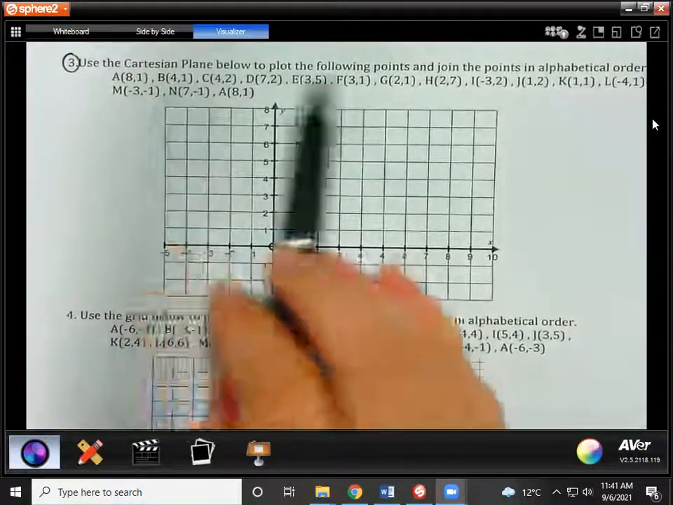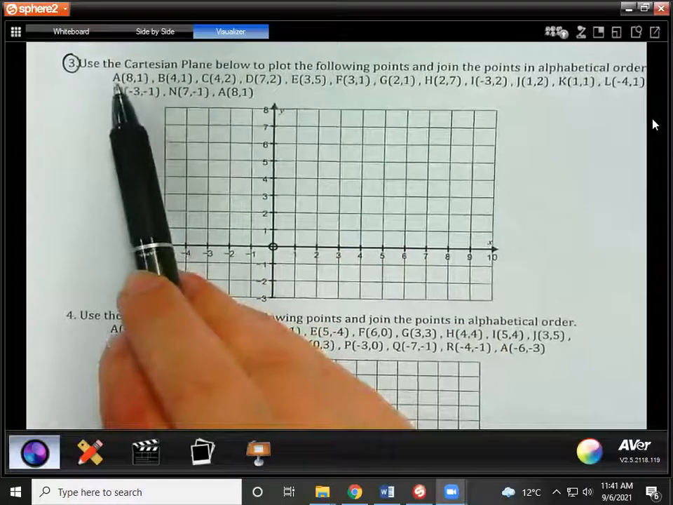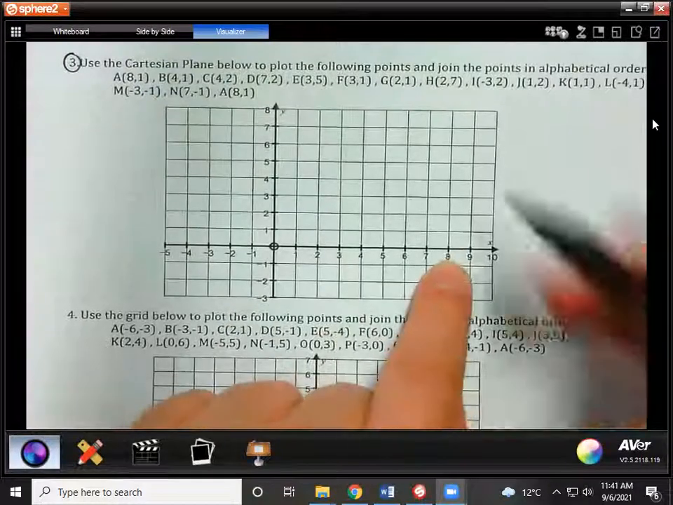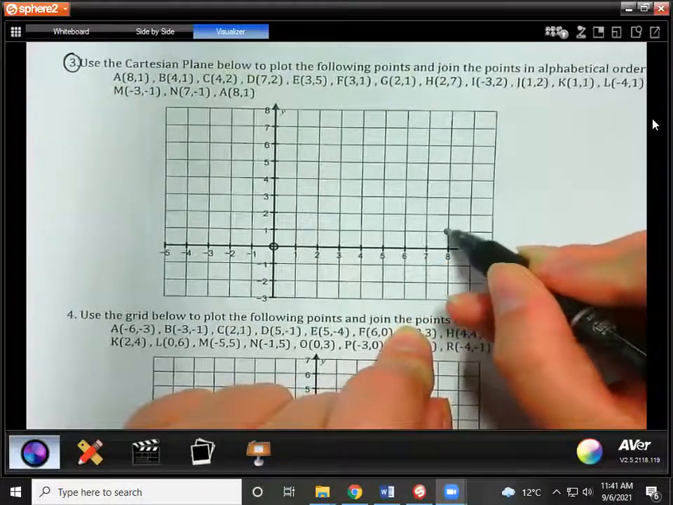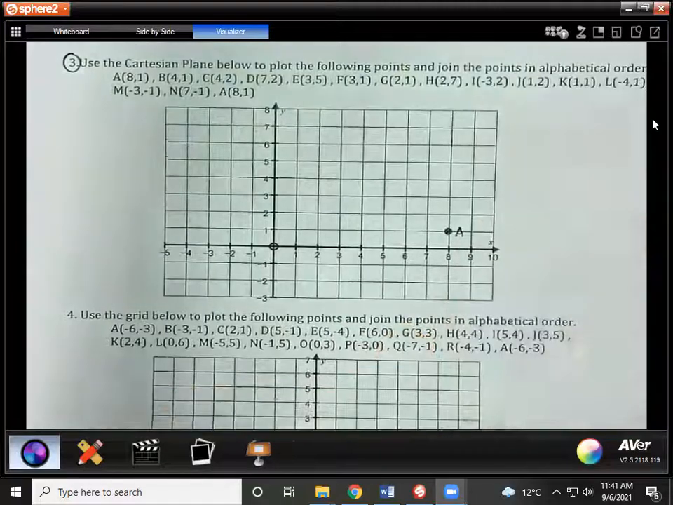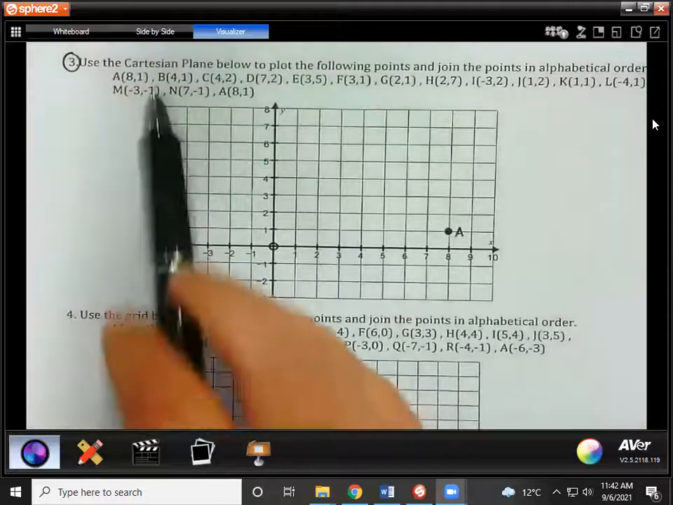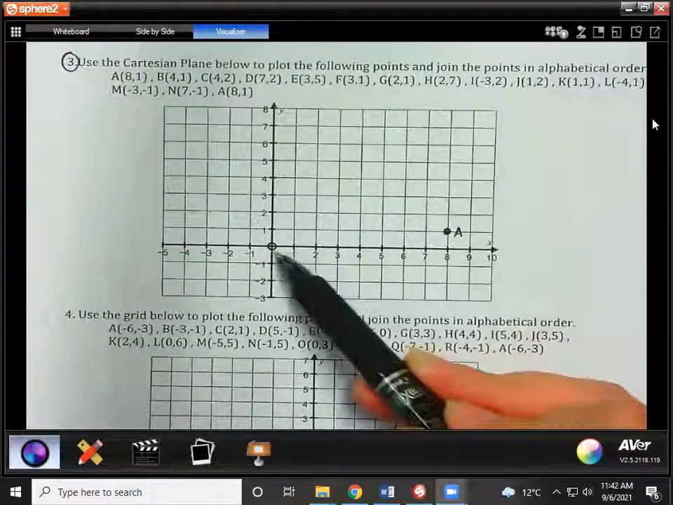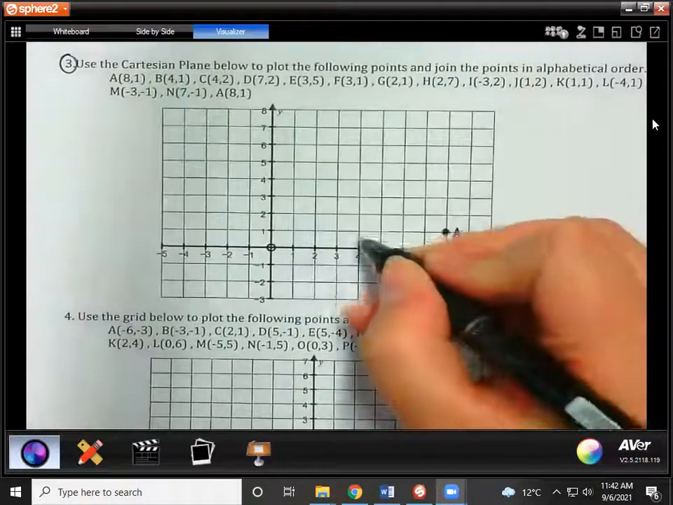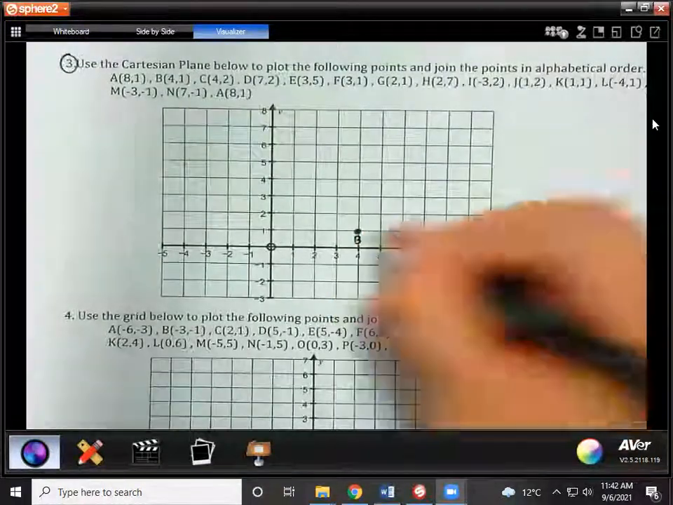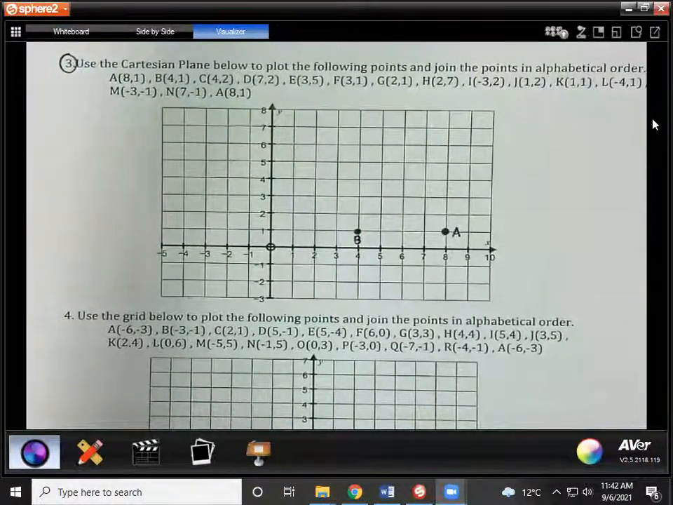I'm going to help you quickly to get started. They've given each point a letter, which is nice. So you're going to do A, which is 8, 1. So 8 on the x-axis, and then 1 on the y-axis, that is point A. Put the A there next to it, or above it or below, it doesn't matter, just around it somewhere. The next one is B, which is 4, 1. So we go to 4 on the x-axis and then 1 on the y-axis. That is point B. Just put a B somewhere around that point.